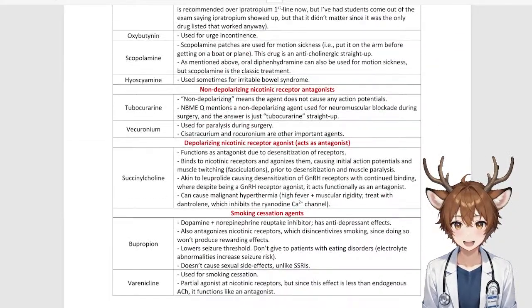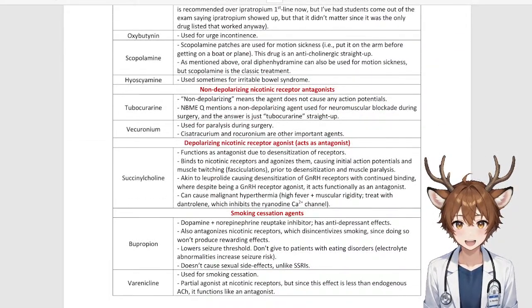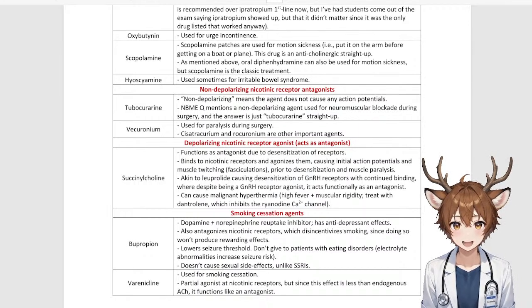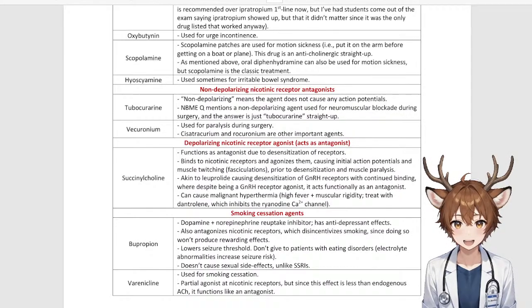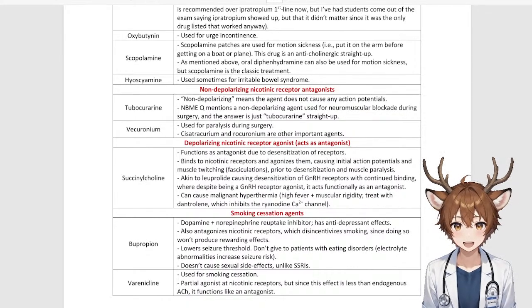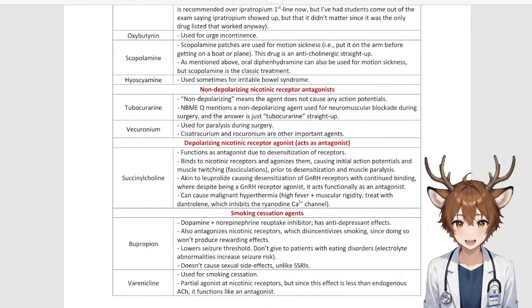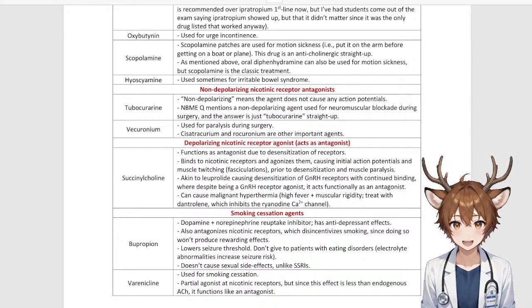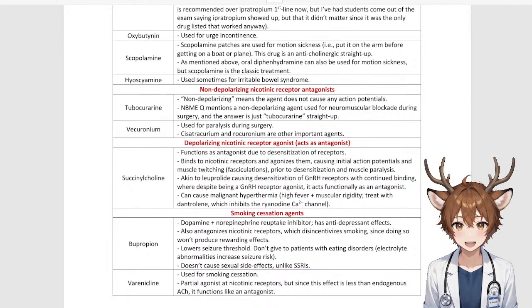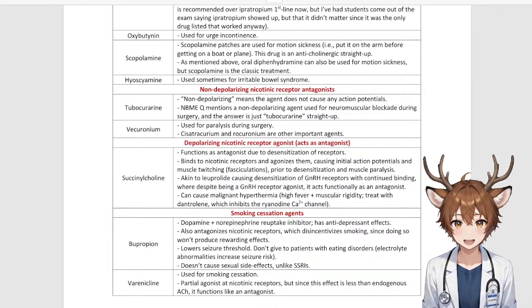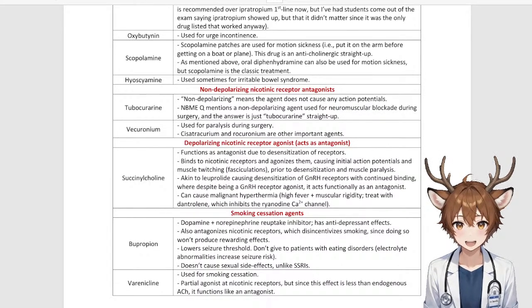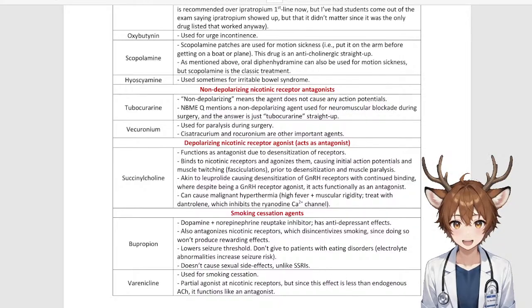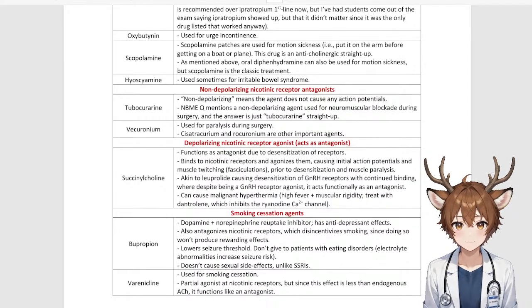What about non-depolarizing nicotinic receptor antagonists? Well, we have tubocurarine. Non-depolarizing means the agent does not cause any action potentials. If an NBME question mentions a non-depolarizing agent used for neuromuscular blockade during surgery, the answer is just tubocurarine straight up. What about vecuronium? These are for paralysis during surgery. Cisatracurium and rocuronium are other important agents as well. So those are the non-depolarizing nicotinic receptor antagonists.